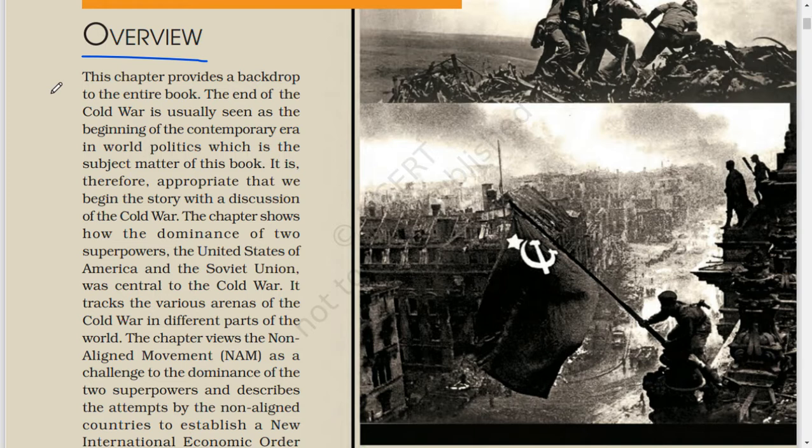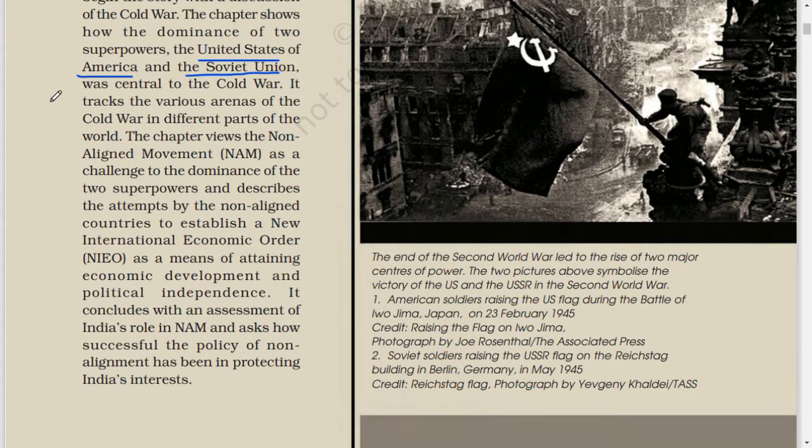The chapter shows how the dominance of two superpowers, the United States of America and the Soviet Union, was central to the Cold War. It tracks the various arenas of the Cold War in different parts of the world.